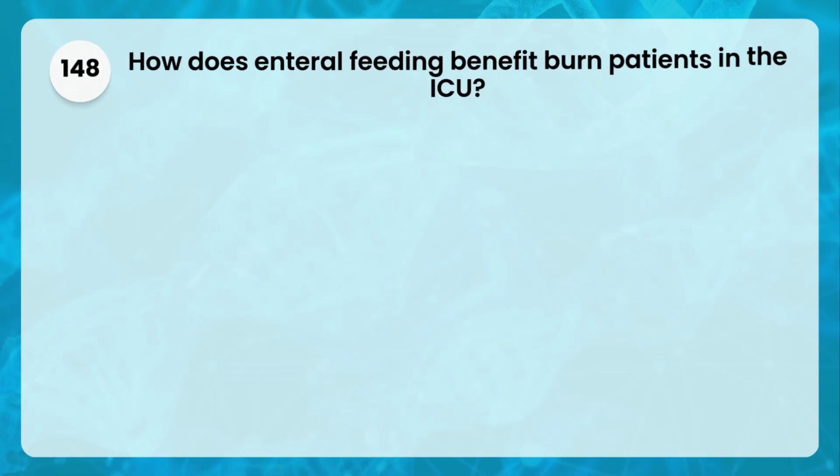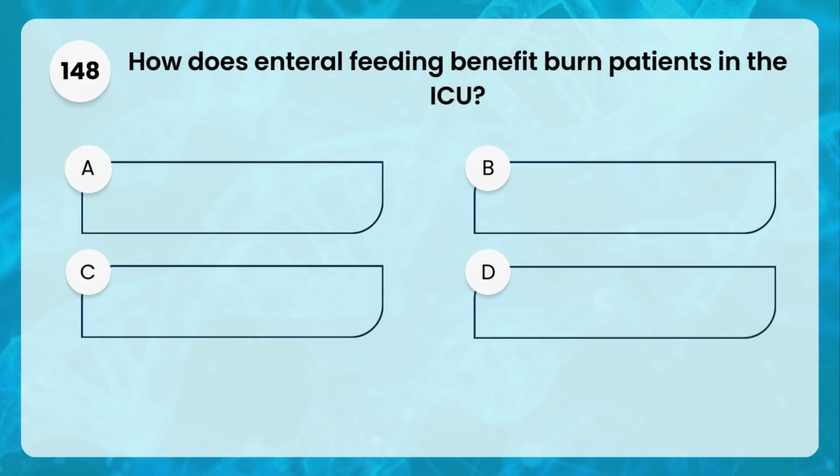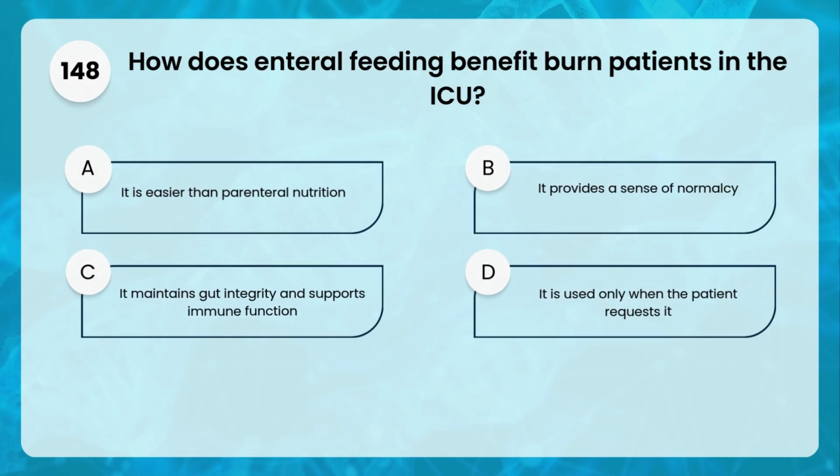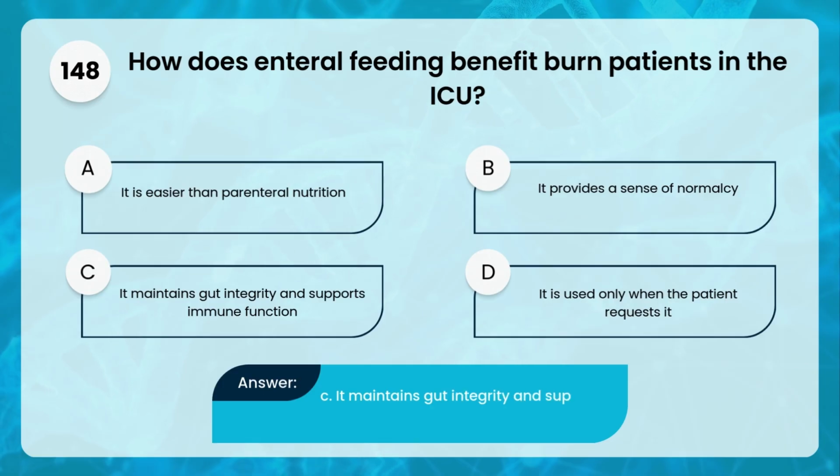148. How does enteral feeding benefit burn patients in the ICU? A. It is easier than parenteral nutrition. B. It provides a sense of normalcy. C. It maintains gut integrity and supports immune function. D. It is used only when the patient requests it. The answer is C. It maintains gut integrity and supports immune function.